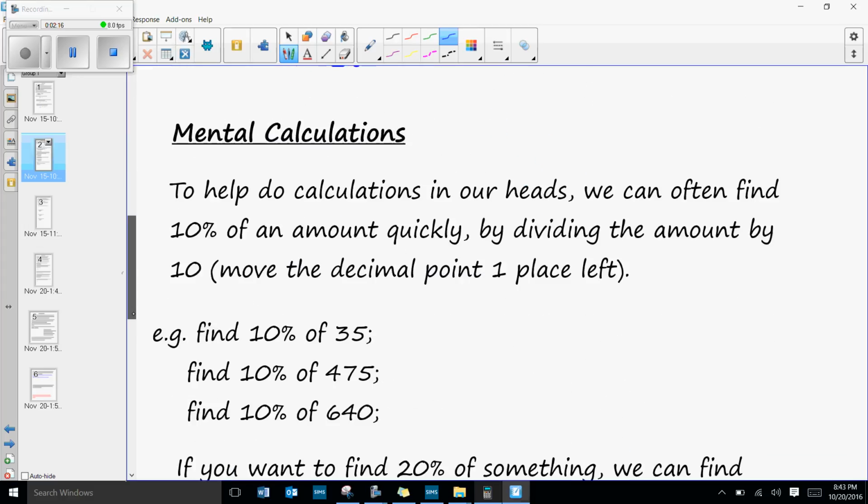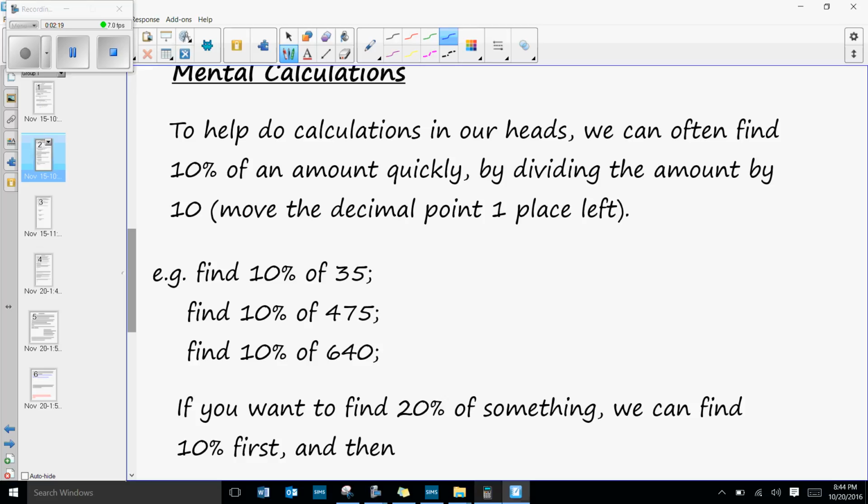Mental calculations. It can often help to do calculations in our head. Now, we should be able to find 10% of an amount quickly. To do that, we would divide the value by 10. In other words, move the decimal point 1 place to the left. So 10% of 35 would be 3.5. 10% of 475 would be 47.5. And 10% of 640 would be 64.